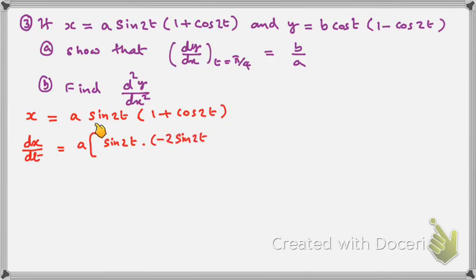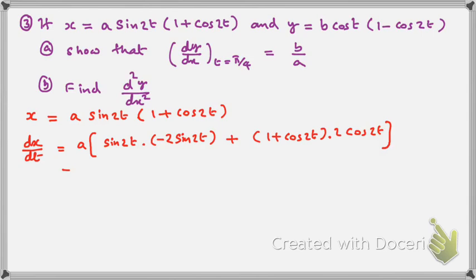One more time. First function u into v dash. U is sine 2t, into derivative of the second. When I take the derivative of this bracket, 1 will become 0, so I don't write it. Cos 2t derivative is minus sine 2t into the inner derivative, which is 2. So that's u into v dash plus v, which is 1 plus cos 2t, into u dash. Derivative of sine 2t is cos 2t into 2. Again, I place 2 in the front.